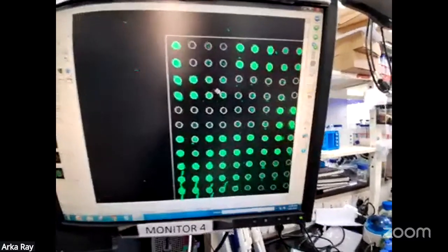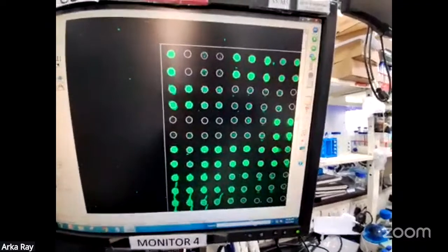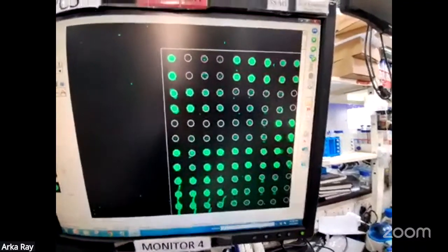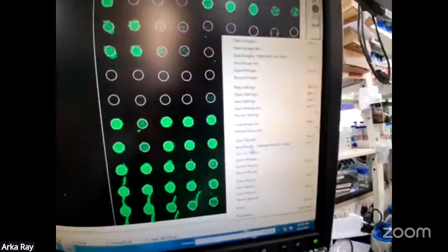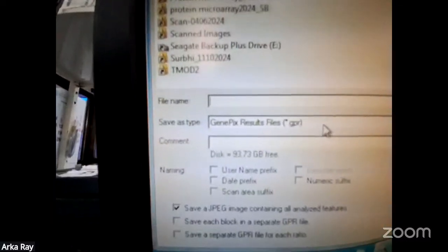Now, after that, how do we extract the data? There is another file, called the GPR. For that you just need to click on this, and you can see the data is generated. This is the data. After that, you just need to save the data using save results. Here you can see the extension .gpr. So this is enough.